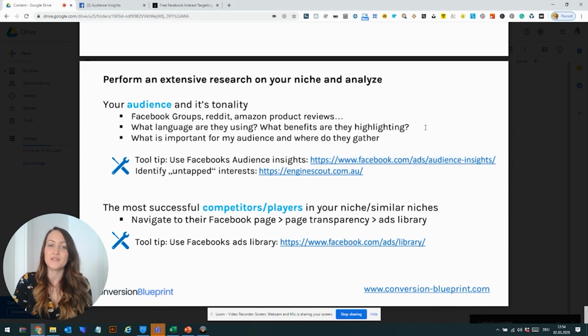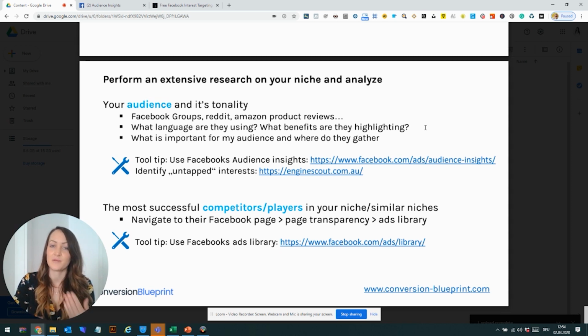And I have put together some little tricks for you that are working really well for us and that we always do. So the first thing is, when taking on a client, we perform an extensive research on their niche and we analyze the audience and its tonality. So who are the people that this particular product or coaching or software is solving a problem for? We are researching Facebook groups, we go through Reddit, we go through Amazon reviews, and we analyze competitors, and we try to understand what language the potential buyers are using, how do they talk, what benefits of similar products are they highlighting, what are they complaining about, right?